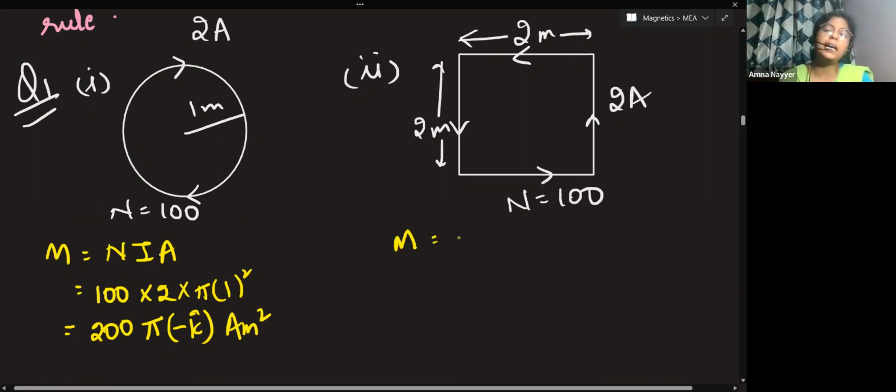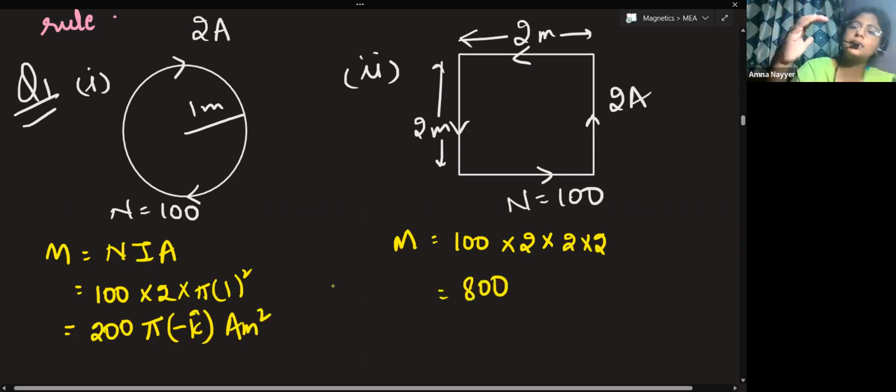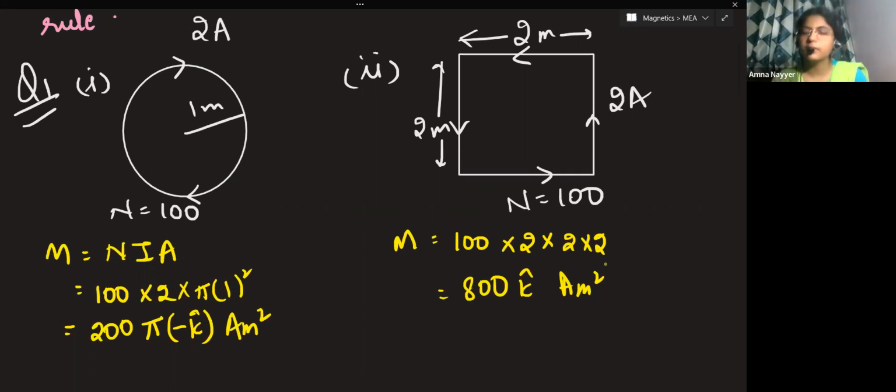Second part, NIA: number of turns is 100, current is 2 amperes. Area is basically length into breadth. For a square it will be a square, so that becomes 2 square, 2 into 2. So this is directly 800 and this is anti-clockwise, so that becomes outwards, k cap ampere meters. All right, note down this. I'll stop here. I'll not move forward. Just note down and text me when all of you have written.